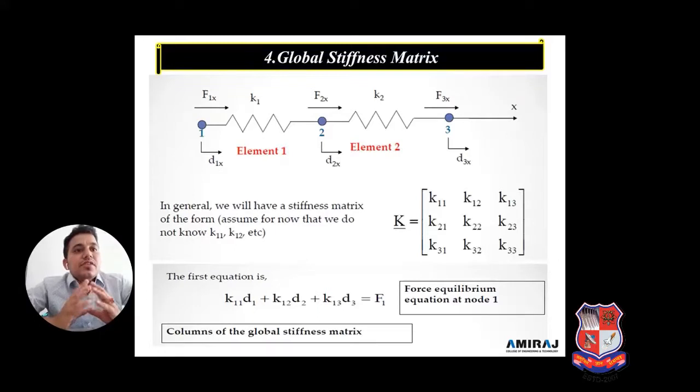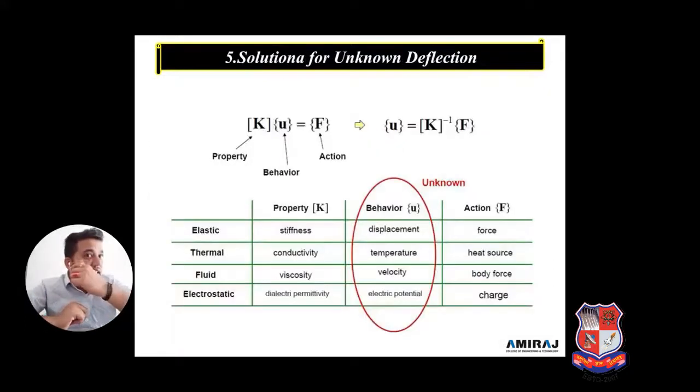equilibrium equation of nodal number 1, meaning it is a parallel system. Then K11 D1 plus K12 D2 plus K13 D3 is equal to Fn. Due to that we can find the particular F1, F2 and F3. It is nothing but the force at each and every element. Let's see, the 5th step: solution for unknown deflection.